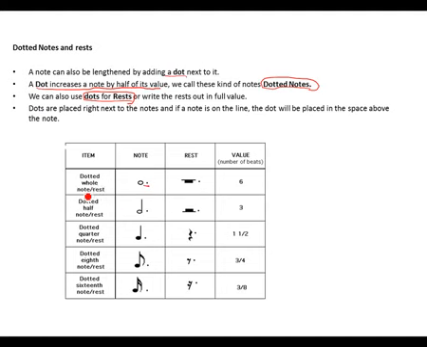This is a dotted whole rest. Then a dotted note. Remember, this is a semibreve and it's worth 4 counts. Adding half of its value would be adding 2. So 2 plus 4 gives us the value of 6. Same goes for a dotted half note rest, the value is 3.